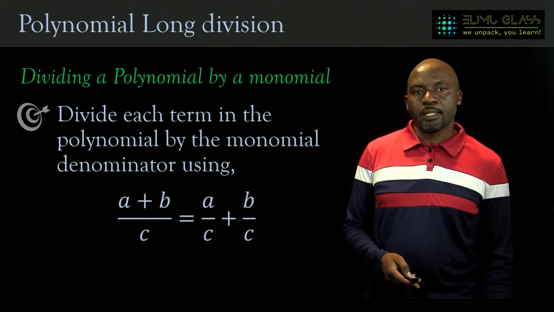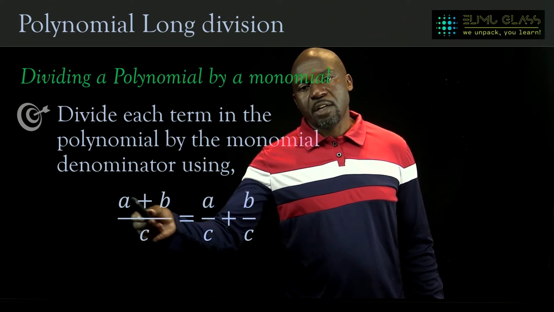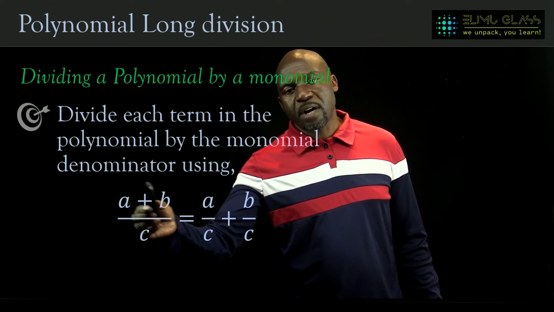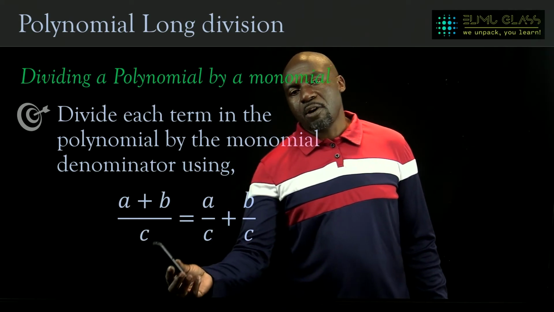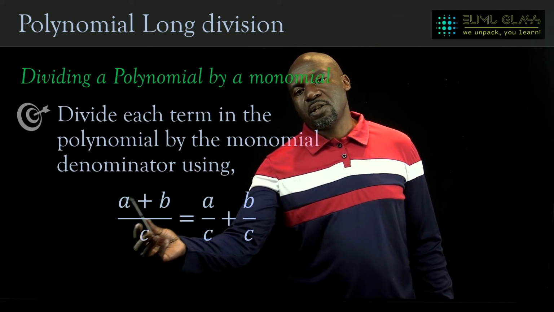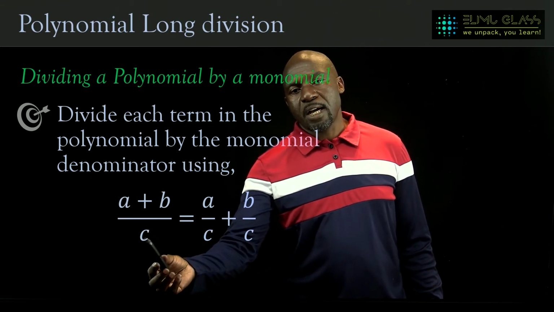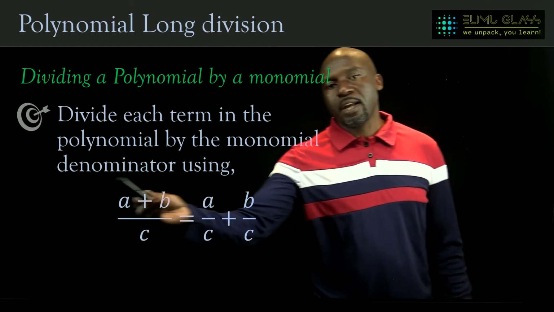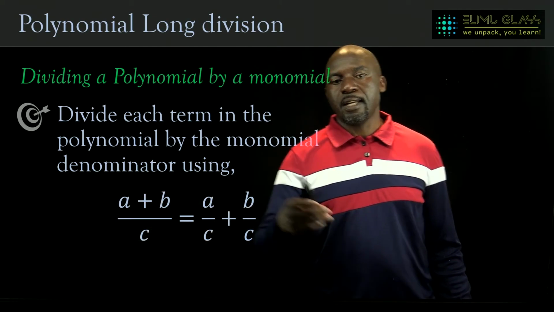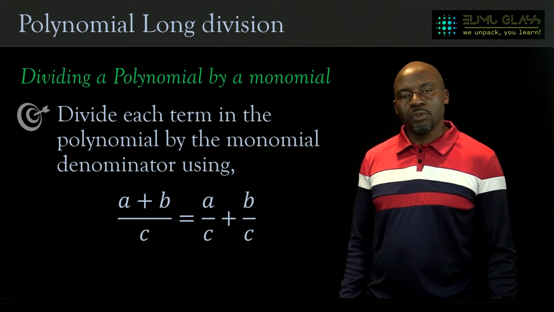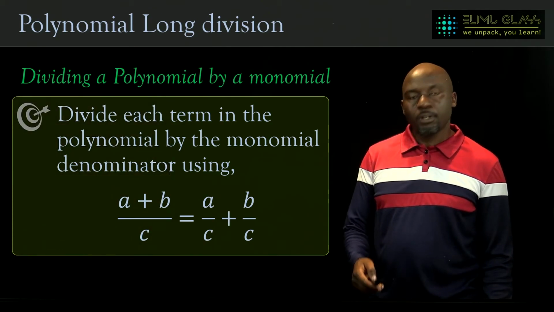Okay? Like this. So assuming this is a polynomial expression and we are dividing by a monomial. So this is binomial. We are dividing by a monomial. Then all you want to do is to divide each of the terms of the numerator by the monomial in the denominator. So therefore A divided by C plus B divided by C, like that. So that is the rule that we use when we want to simplify. Okay, let's look at an example of this.